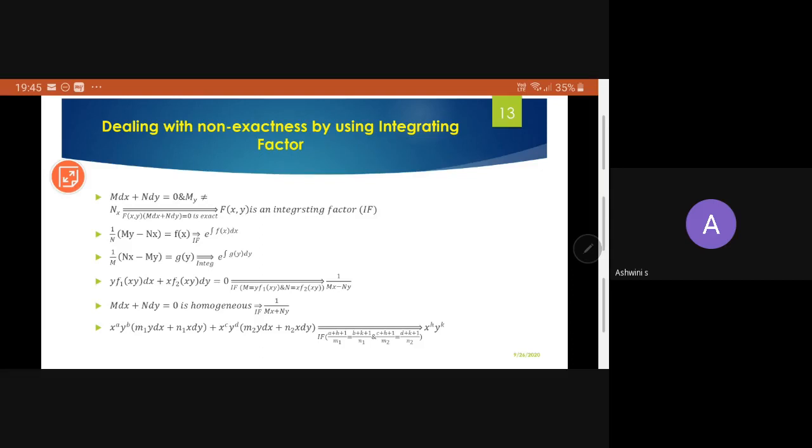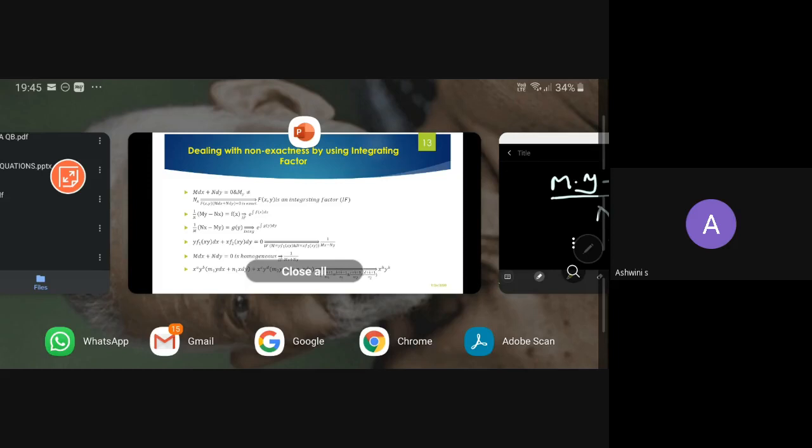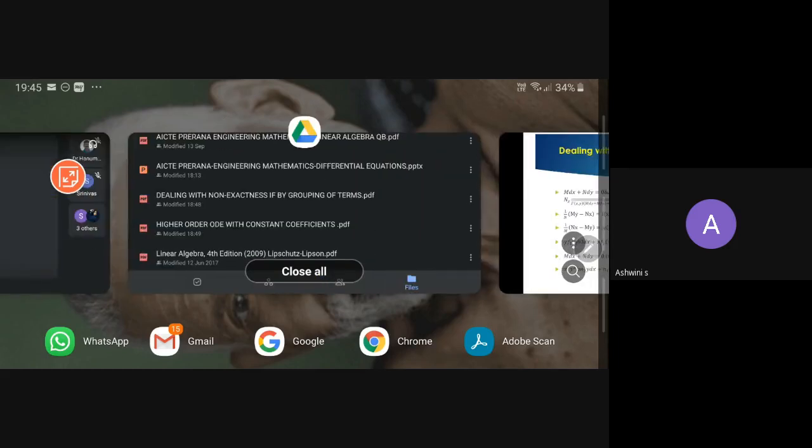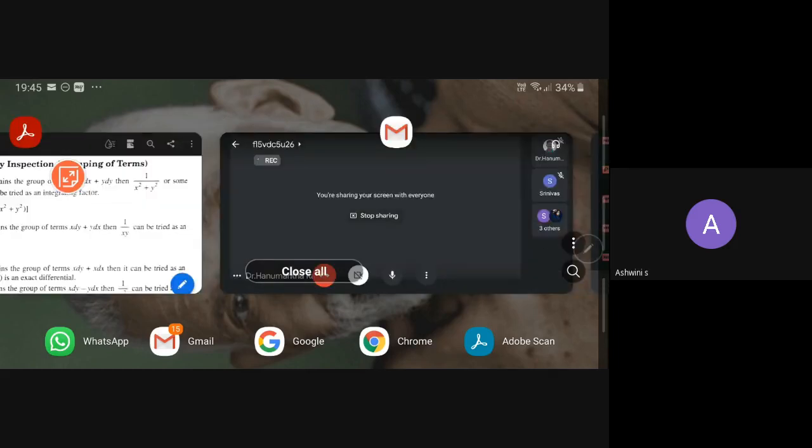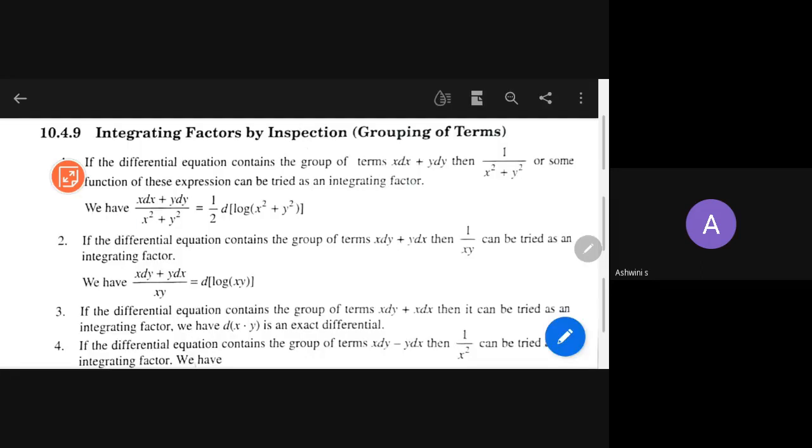Then see, you come over to here. There is one more important thing. That is this: integrating factors by inspection, that is, grouping of terms.